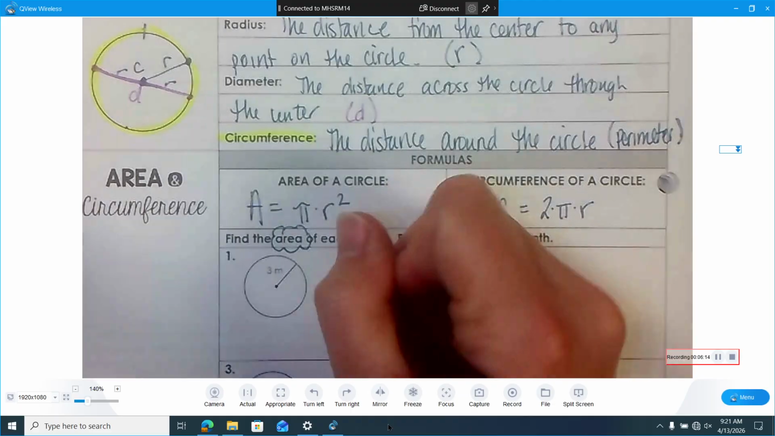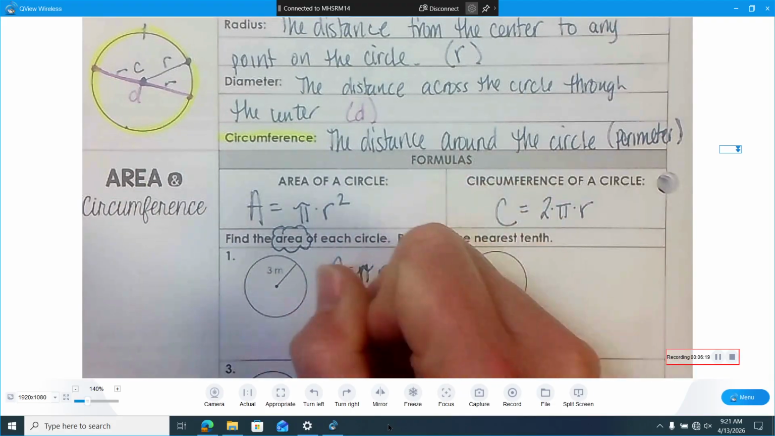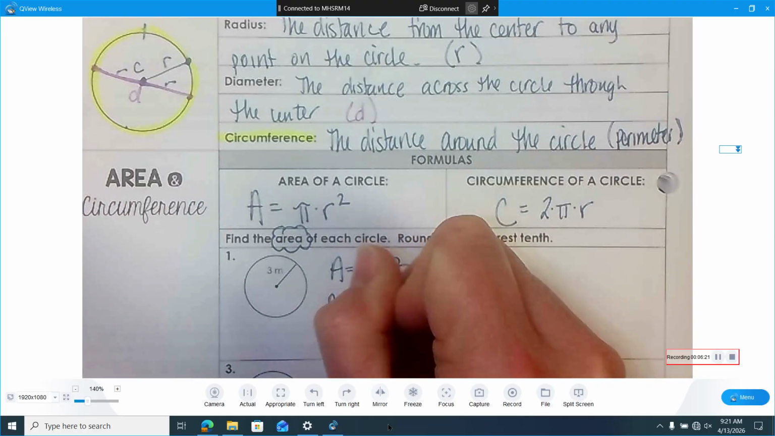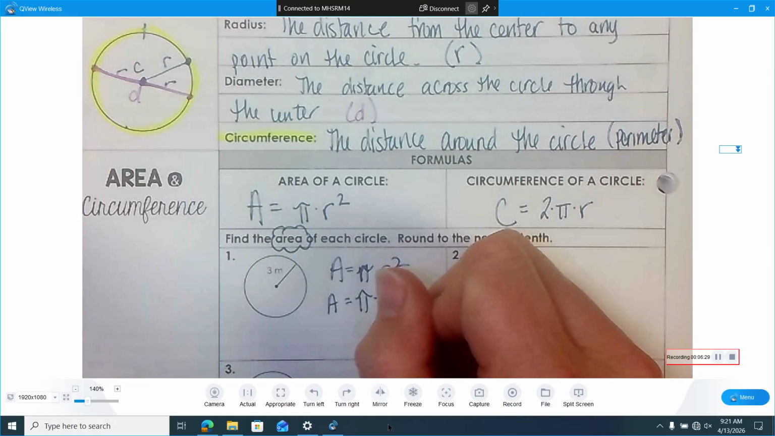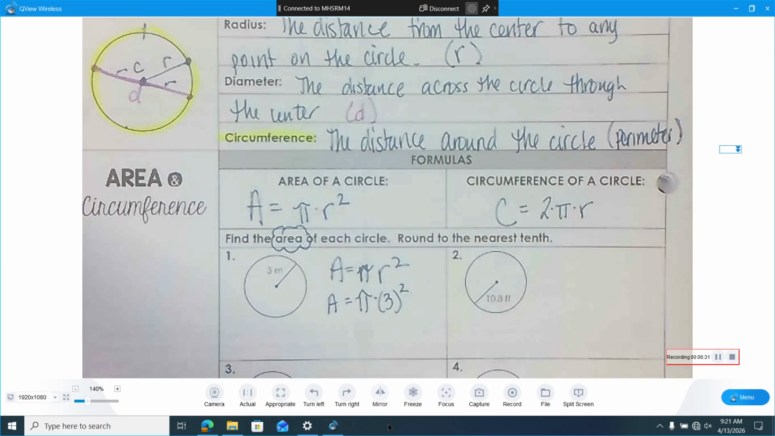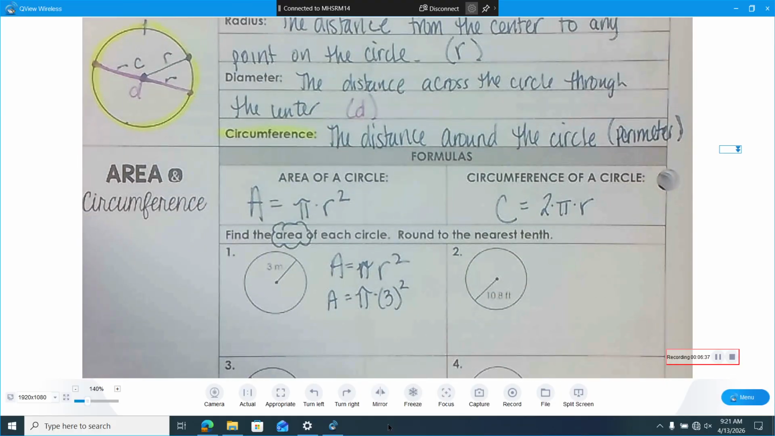All right, we want to find the area. The area is pi times radius squared. And so what is our radius in number 1? 3. So it's just pi times 3 squared. Will you put that into your calculator, please? And we want to round to the nearest tenth.